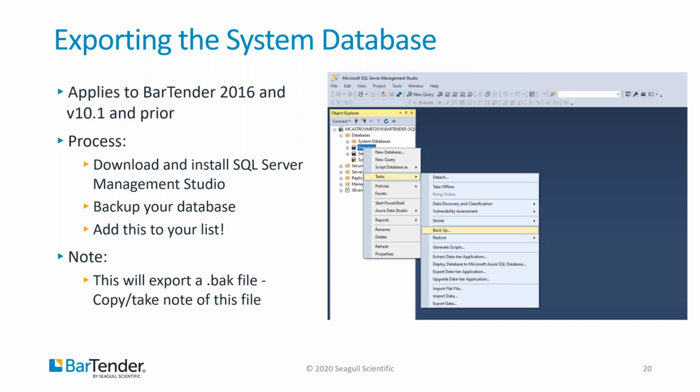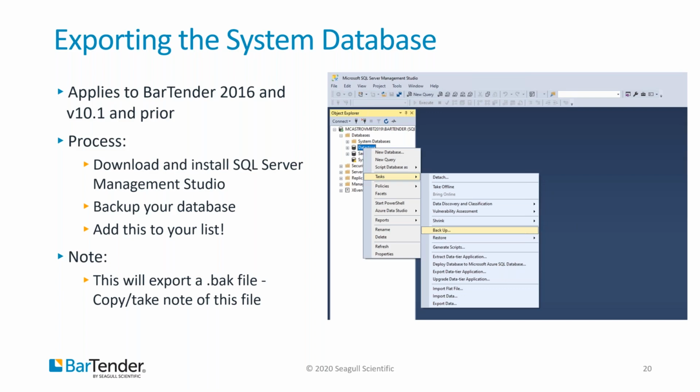Once we have it installed, of course, we're going to open up the application and connect to the PC or server hosting our system database. We're then going to simply right-click our database, once the databases folder has been expanded, go to Tasks and Backup. We then want to select where we want to save our full backup. Remember, we want that full backup. The product of this is going to be a .bak file. This is going to be the file that we import to our new SQL Server instance.